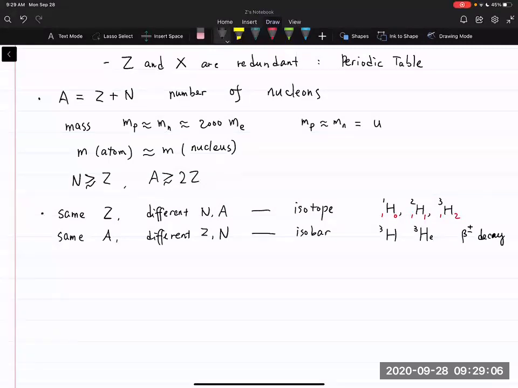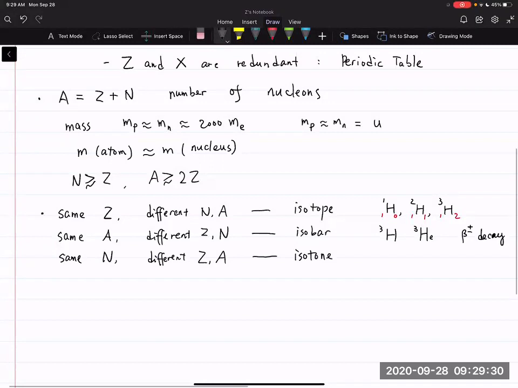Okay. So next one, how about if the nuclei have the same number of neutrons, but different numbers of protons, and thus different mass numbers. In this case, we call them isotones. This is less commonly used compared to the other two, but if you need it, the name is there. So one example would be the same number of neutrons.